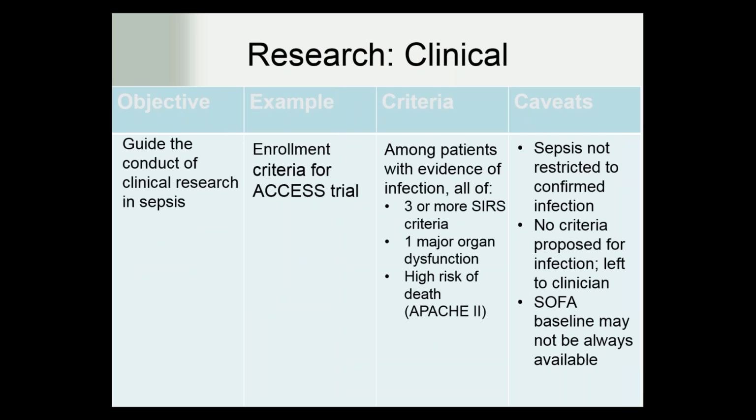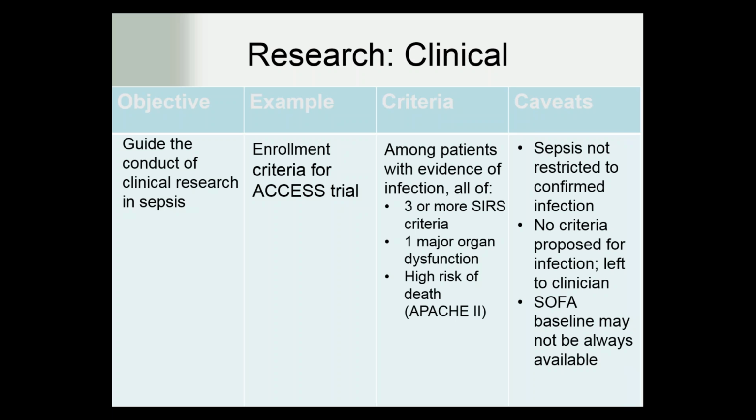To look at research, we're going to look at both clinical research and basic science research. For clinical research, many of you on this call may be involved in and participating in a multi-center clinical trial for a new agent in sepsis. So the objective in this instance for a potential definition would be to guide the conduct of clinical research in sepsis. An example, and I could have chosen many different examples for the purposes of this manuscript, we chose the enrollment criteria for the ACCESS trial, which was eritoran, a TLR4 inhibitor.